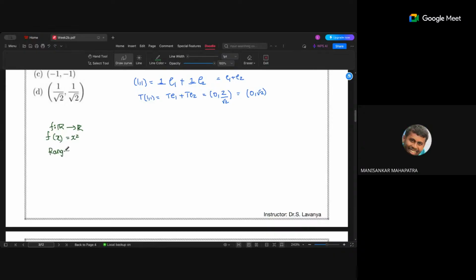Come on. This is just a function. There is no concept of linear combinations for just a function. I'm just talking about a simple function. I'm not talking about any linear transformations. Just the basic concept of a function and the range of a function.